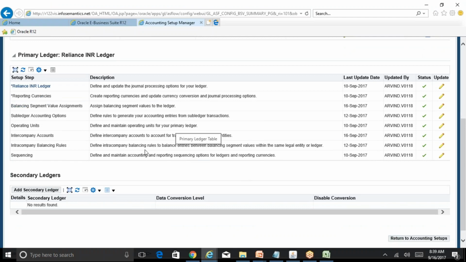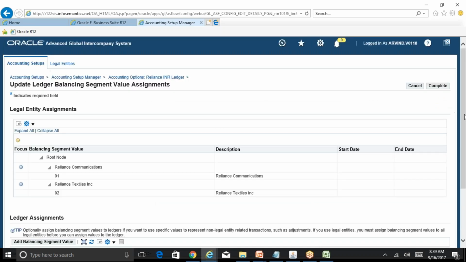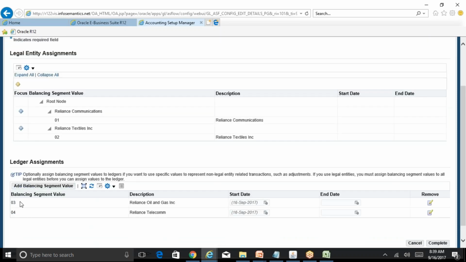The definition of intracompany itself says that it's a rule you need to define if there are multiple balancing segments within the same legal entity or multiple balancing segments within the ledger. As far as multiple balancing segments within the ledger is concerned, yes, we have multiple balancing segments within the ledger. If you want to have multiple balancing segments within the legal entity, that is also possible.